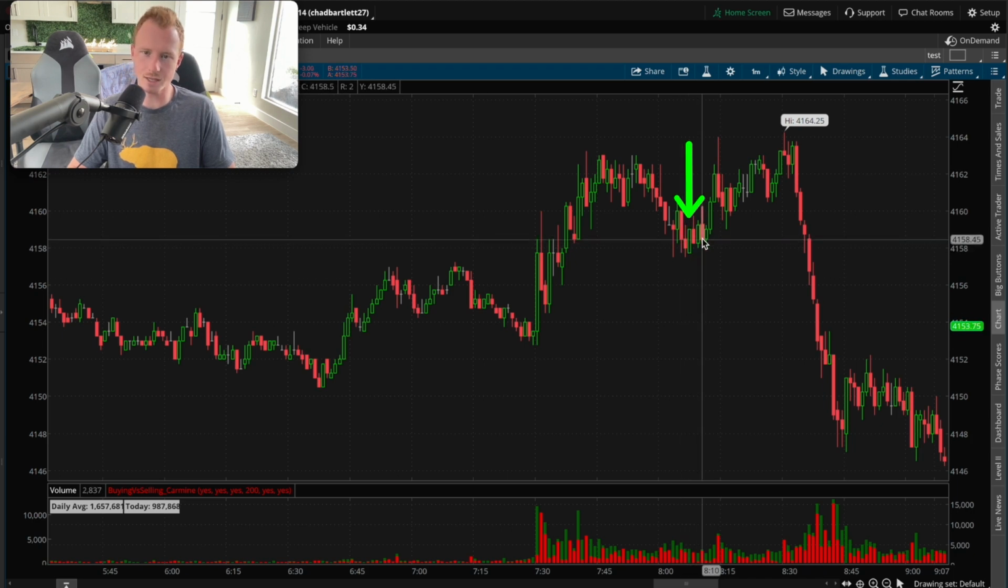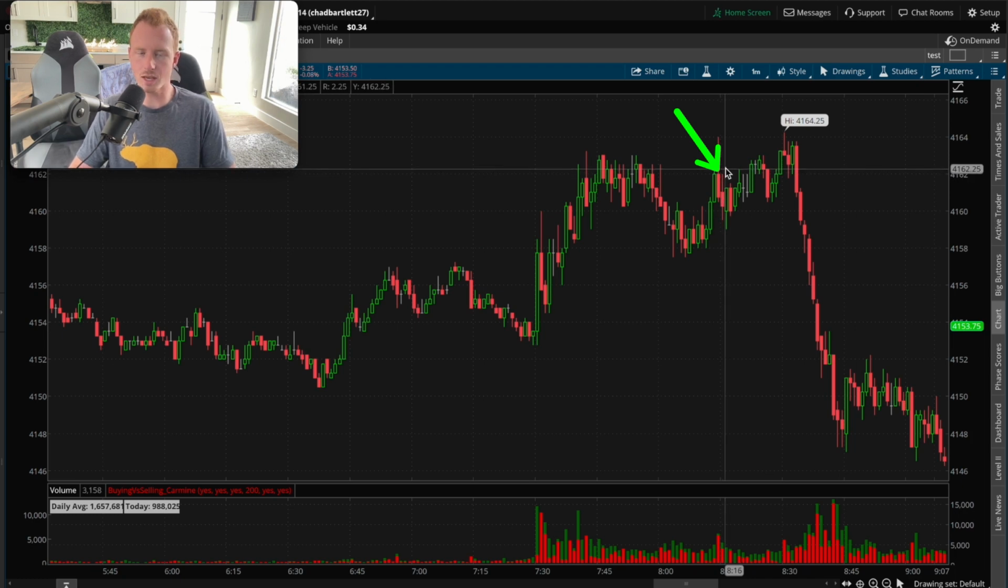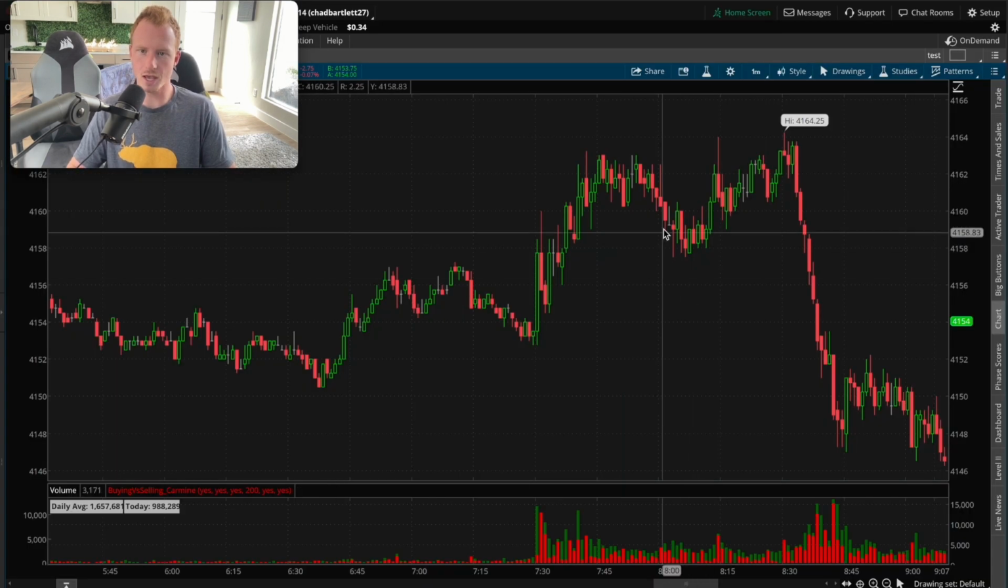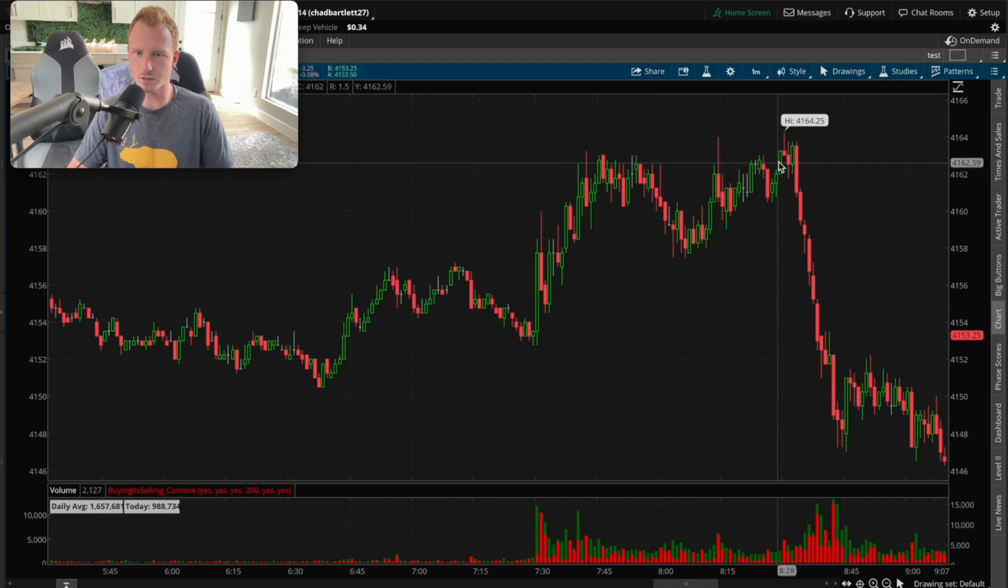But instead of 8:10, instead of just chasing this trade, I was like, okay, I want to wait for it to pop back up to 41.62, and then I'll be interested in taking the market short. That way I can get a really good entry. So basically that happened. We got back to that 41.62 and we started to look like we're going to double top. And then basically at 8:30, 20 minutes later, I said my stop is just above the highs, only risking 2 points here. So anyways, let's go over to 8:32.